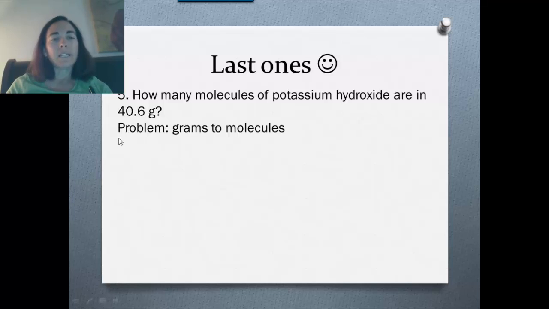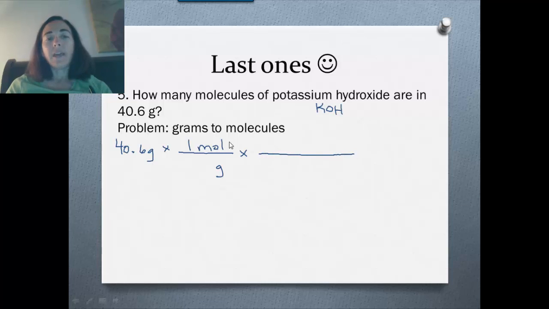The first thing I need is to write down my given. I'm going to use 40.6 grams, and I think I need the formula for potassium hydroxide, so you can go look that up if you're ever in doubt. I'll go ahead and give it to you in this one. Potassium hydroxide is KOH. So I'm going to put 1 mole on top, and I need grams on the bottom. And then I'm going to go ahead and set up the second conversion. The mole's going to cancel out there, and I'm going to put molecules on top because that's the ultimate unit that I'm trying to figure out.